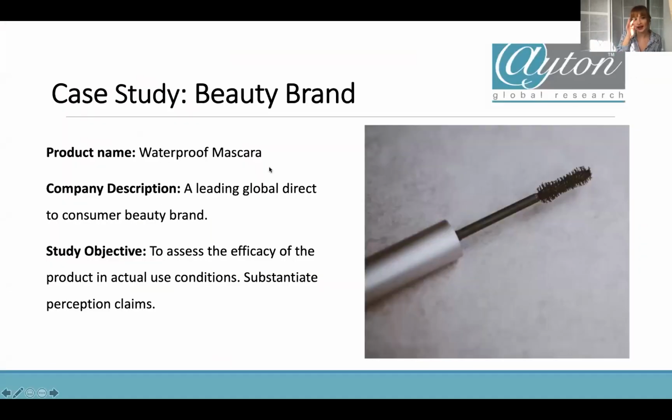So looking quickly at a beauty brand, looking at a mascara case study, because we've just shown how they're using their results there. But again, how do we then do these studies to make sure we can substantiate them? So this is a waterproof mascara. It's a leading global brand that are looking at testing it, and they essentially want to just substantiate the perception claims and assess the efficacy of the product in actual use conditions, because again, they might have some clinical data about this study, but they want to make sure they've got the actual use recorded as well.